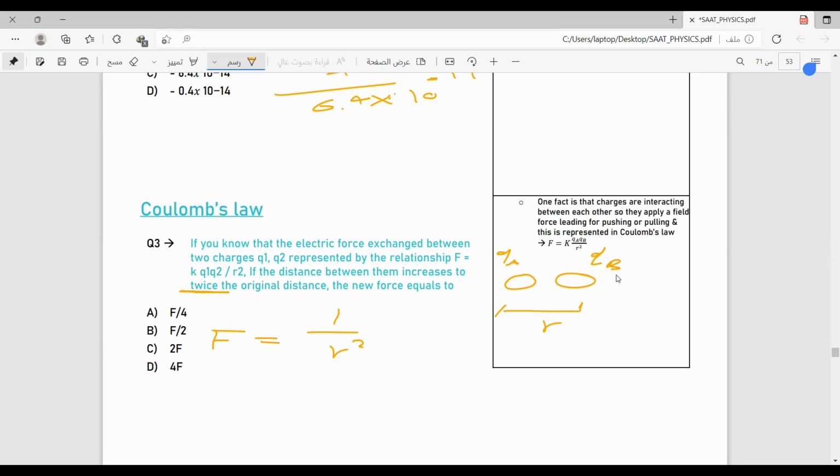Now we are asked that R is changed to twice. This is just a way to solve it. Suppose R is equal to 1 as a distance. If I say twice, it means I multiply it by 2, so it will equal 2. Now I substitute this 2 in R. It will be 1 over 2 to the power 2, which is 1 over 4.